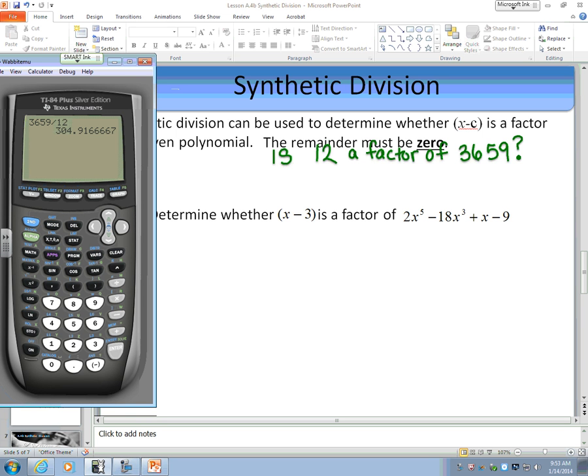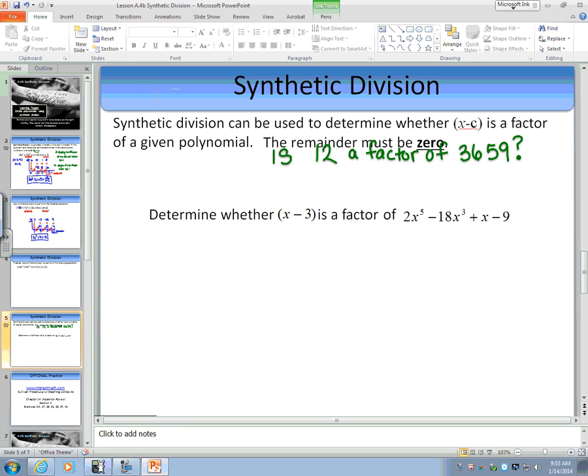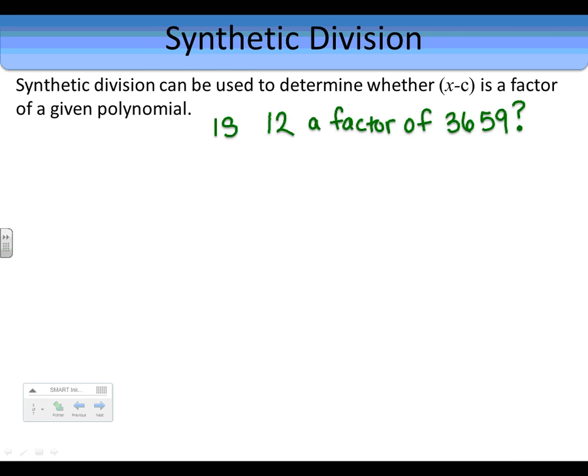So in this case, 12 is not a factor of 3,659 because when I divide 3,659 by 12, I get 304 with a remainder. So it would not be a factor. We can do the same thing with polynomials using long division or synthetic division. In this case, we're going to use synthetic division.